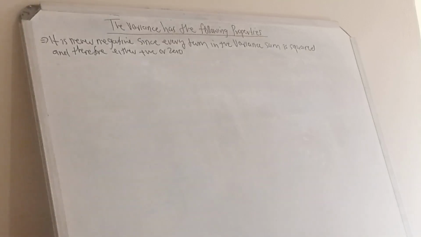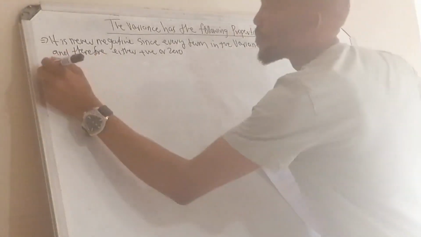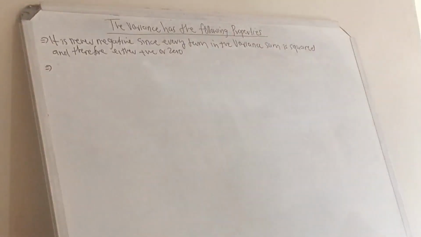Therefore we are saying the variance is never negative, since every term in the variance sum is squared, and therefore the answer is either positive or 0. The case of 0 occurs when the element equals the mean, because when you subtract those two and square that, you will always get 0. That is the first property. You should never calculate a variance that is negative.